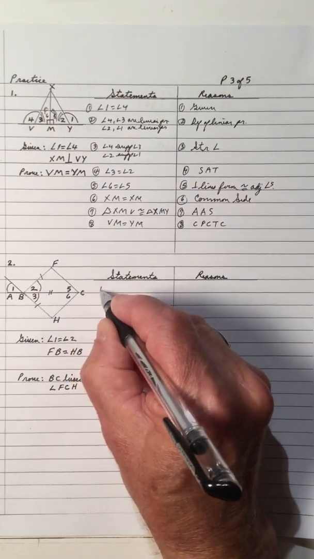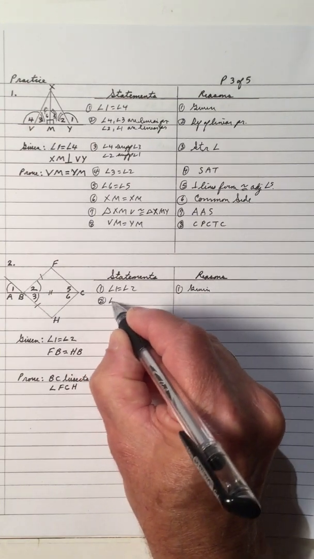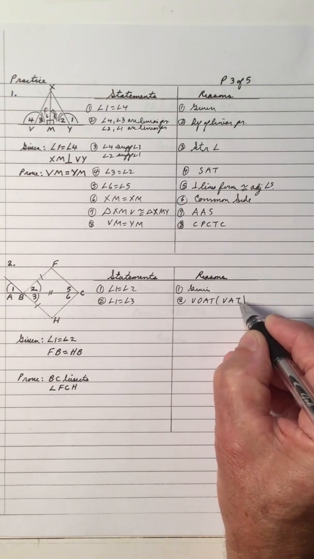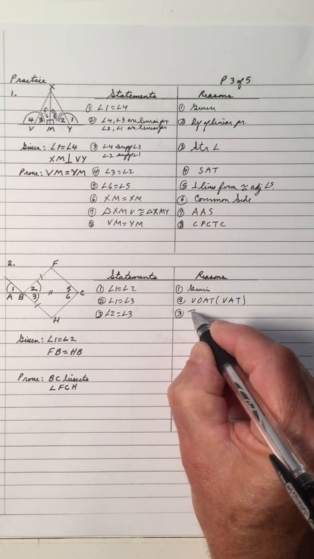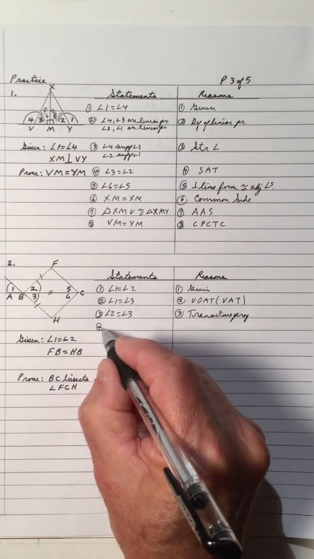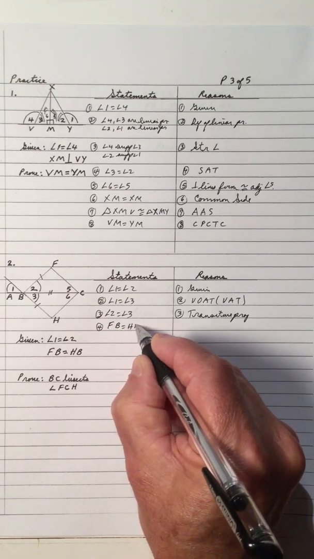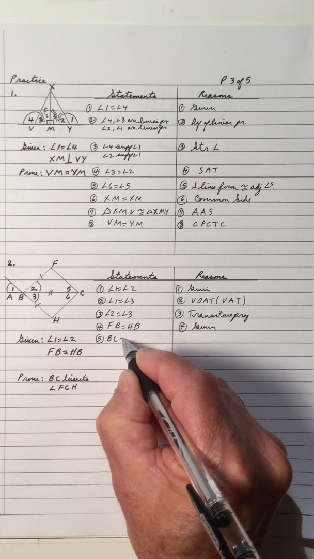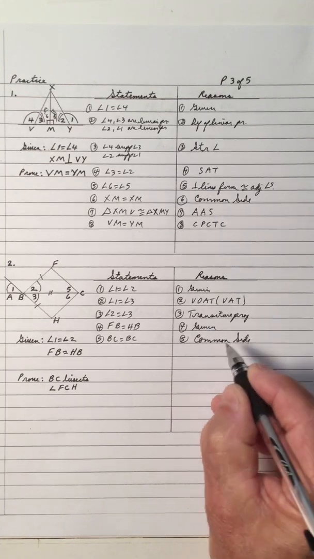So here we go. Number 1, angle 1 equals angle 2, given. Angle 1 equals angle 3, VOAT. Again, I do that, but just VAT. That means that angle 2 equals angle 3, transitive property of equality. And number 4, we have FB equals HB given. We have BC equals BC. Again, a common side. BC is in both triangles.